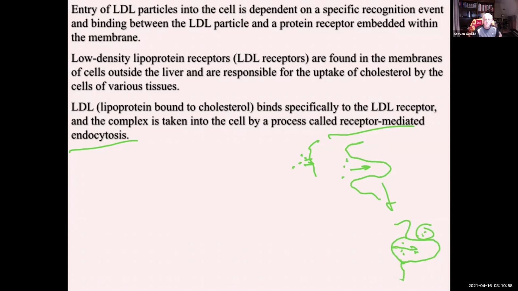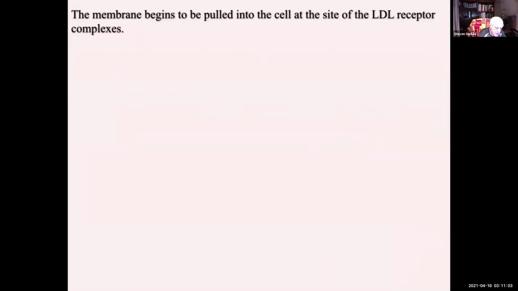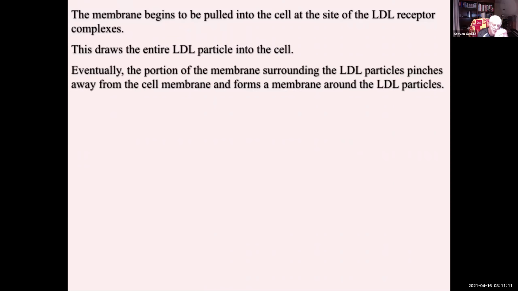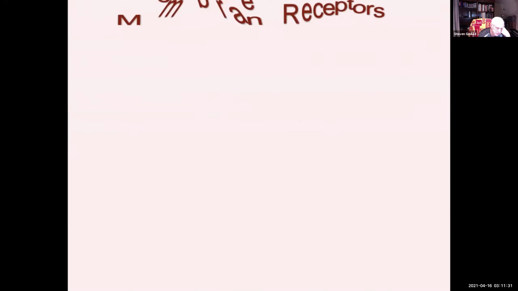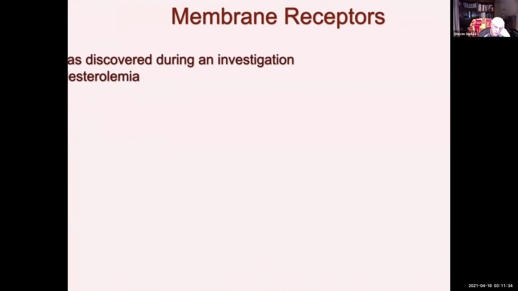That's receptor-mediated endocytosis. So the membrane begins to pull in the cell at the site of the low-density receptor complexes. This draws the entire low-density particle into the cell. Remember, endocytosis incorporates the whole thing and brings it in. Eventually, the portion of the membrane surrounding the LDL lipoprotein pinches away from the cell membrane and forms a membrane around the LDL particles. These membranes are constantly changing. They're fluid and they readily flow. They can make and form a vesicle or endosome containing the lipoprotein particles. So it has to activate the membrane receptors.